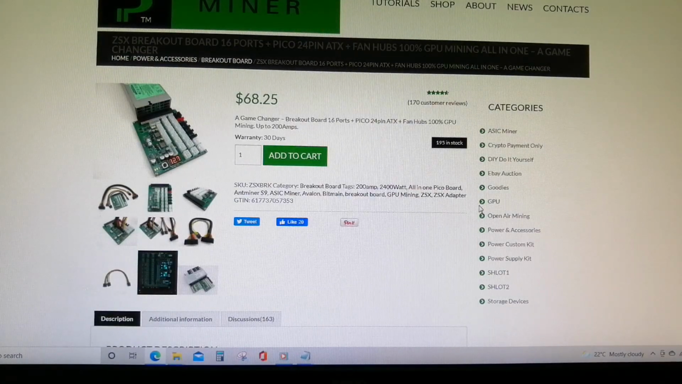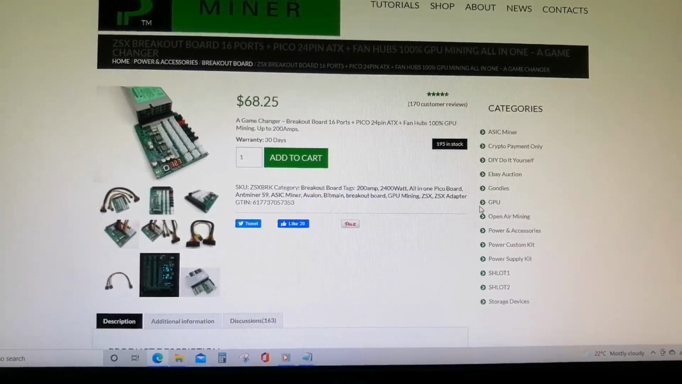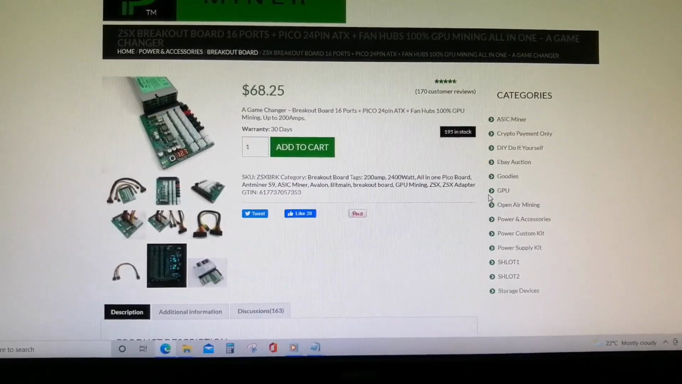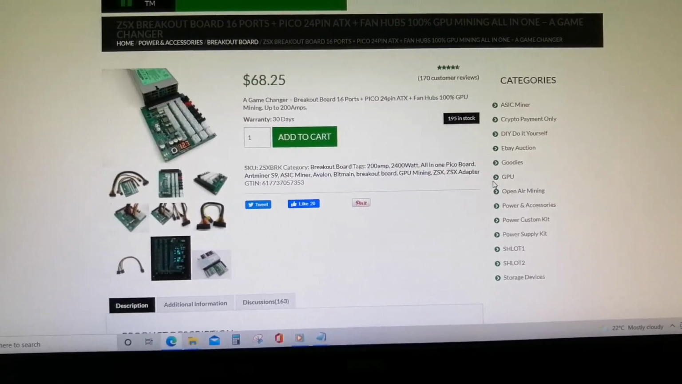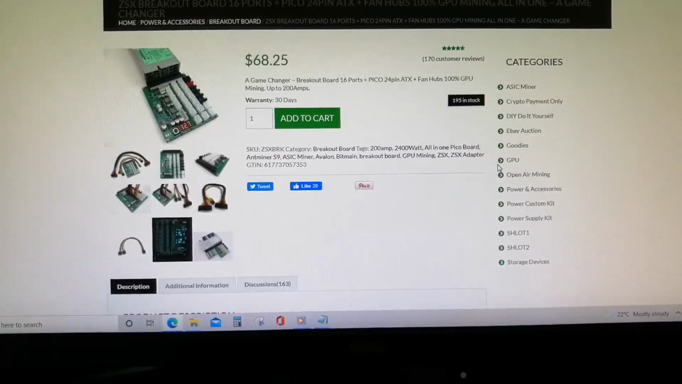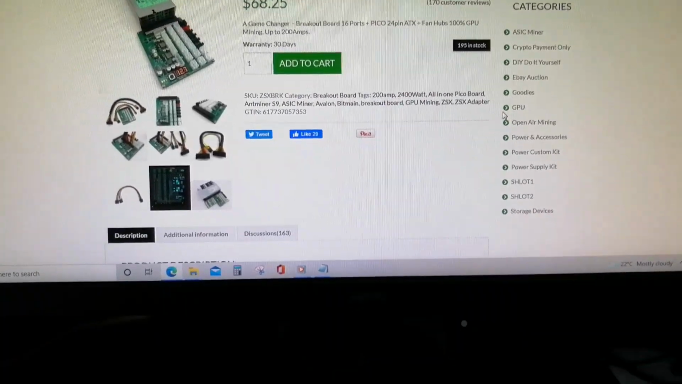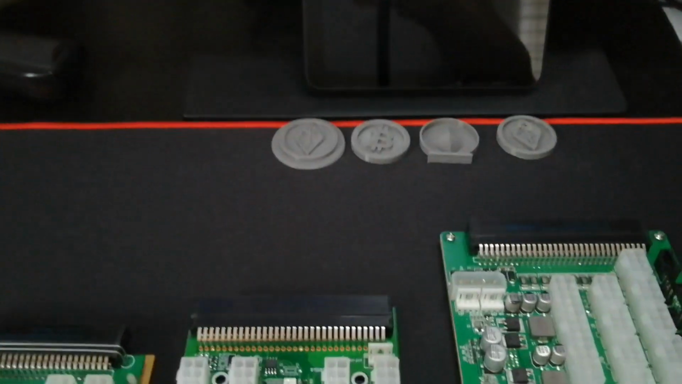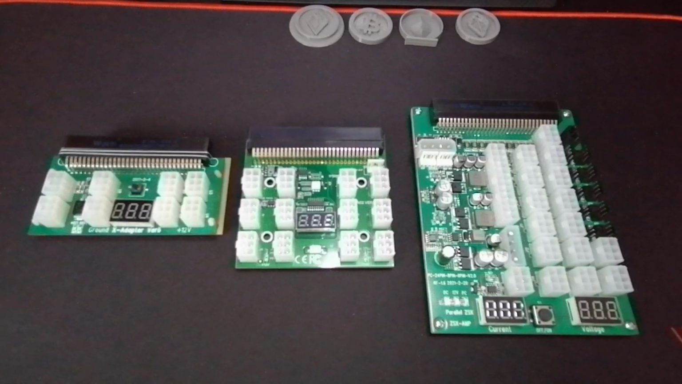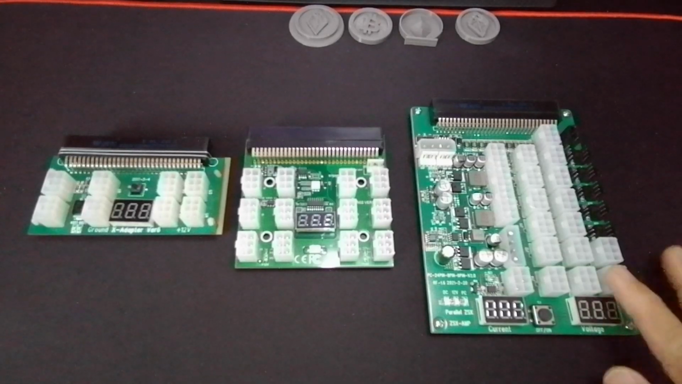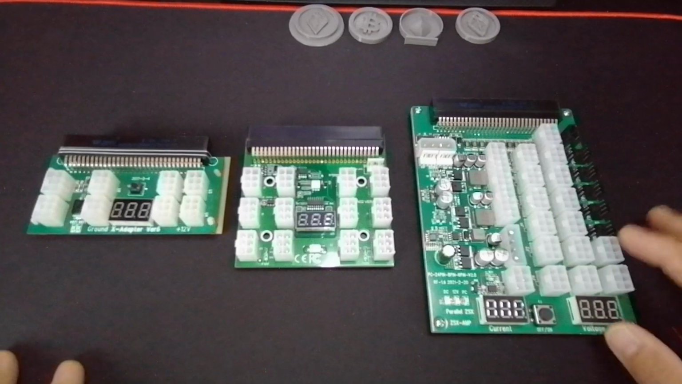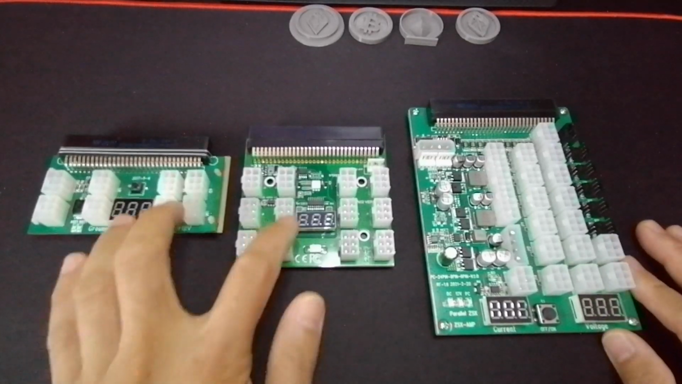Anyway, let's go back to the breakout boards, and I will show you the main reason why I bought the ZSX, even though it's way more expensive than the other boards. All right, so there are two main reasons why I bought the ZSX board, even though it's way more expensive compared to these two.